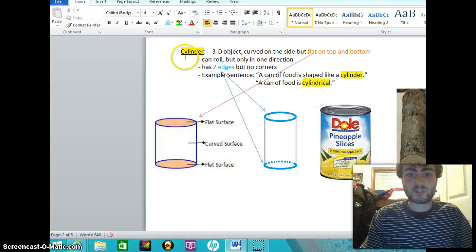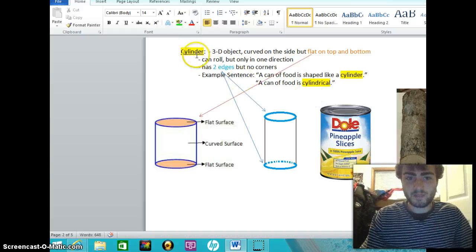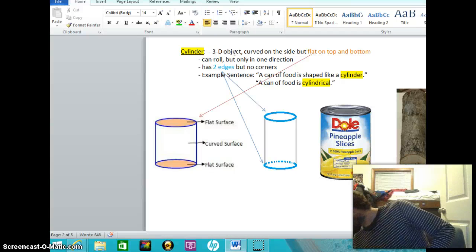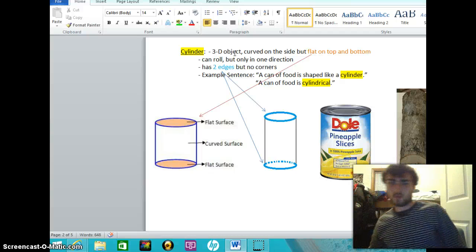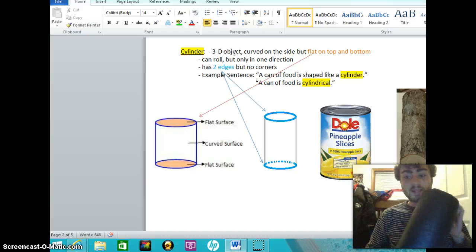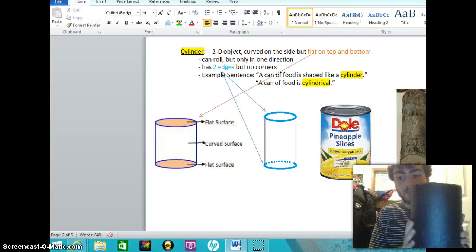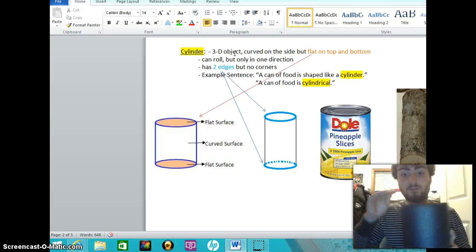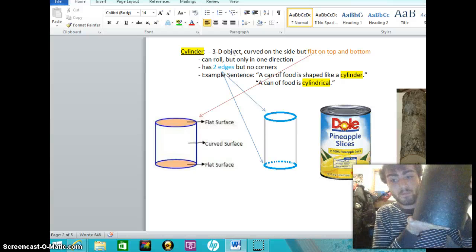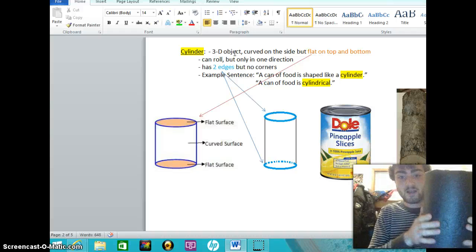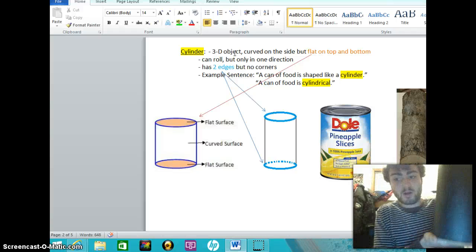The next word I want you to learn is cylinder. Repeat that, please. 1, 2, 3. Cylinder. Now a cylinder is also a three-dimensional object. However, a cylinder is curved on one side, but flat on the top and bottom. A cylinder is curved on one side, but flat on the top and bottom.